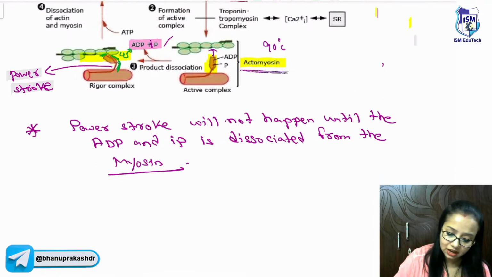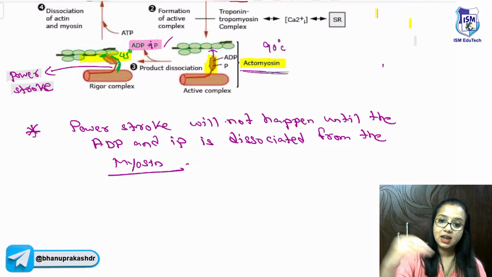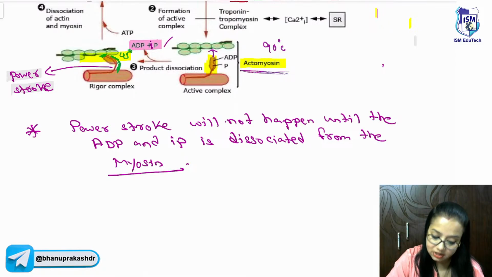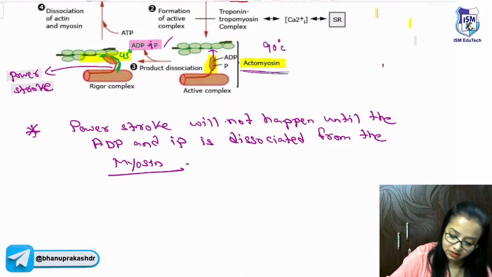And the physical orientation in which this actin and myosin are lying is such that the actin molecule is sliding over the myosin molecule. That's why it is called the sliding filament theory.